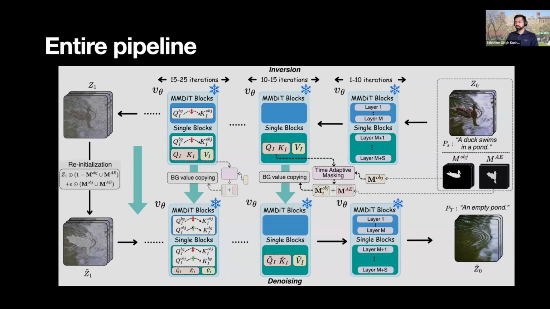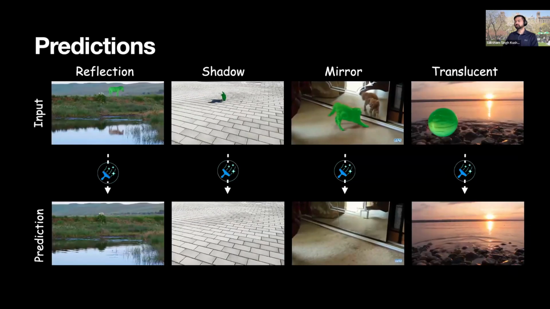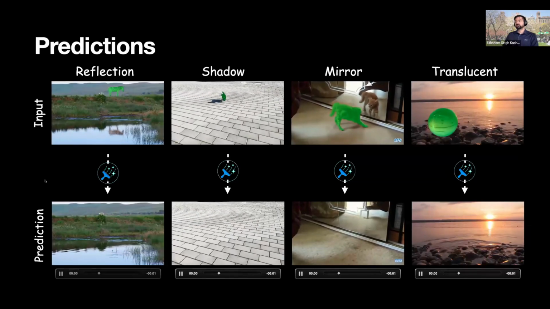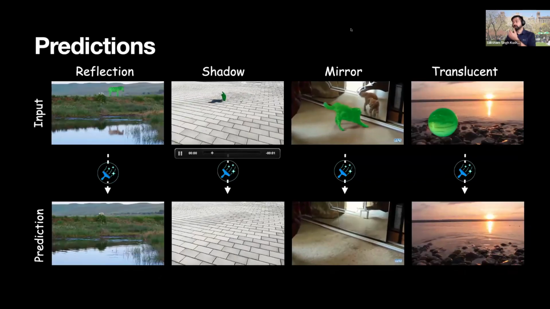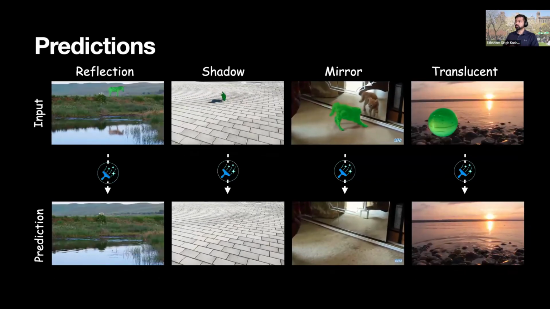While denoising, we do attention scaling. Background looks less at foreground, foreground looks more at background, and also we reconstruct or copy values for background. And we also use a text prompt, which drives it towards removing the object, and using all of them results in removal of the object and its associated effects. And here are some examples in which we show our approach on several different associated effects.